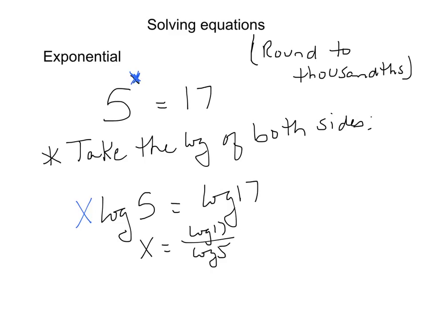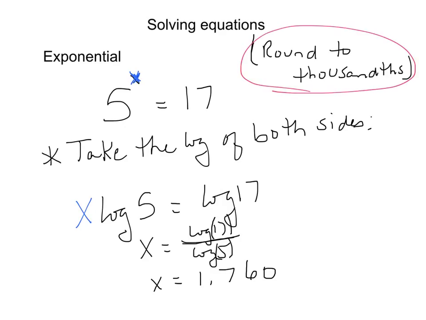Okay, so when I punch into the calculator the log of 17 divided by the log of 5, keep in mind that the log gives you an automatic left parenthesis, so you have to make sure you close it off before you hit the division. Otherwise you're going to end up with the wrong answer. x turns out to be 1.760 to the nearest thousandth, which is what we talked about up here. We're going to round these answers to thousandths, unless told otherwise. Okay, let's go to the next question.